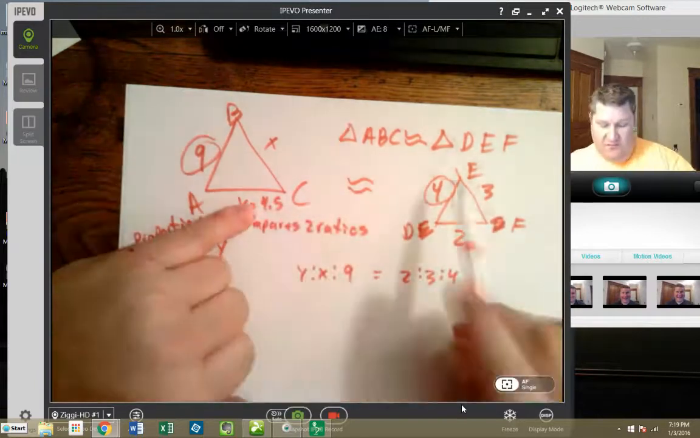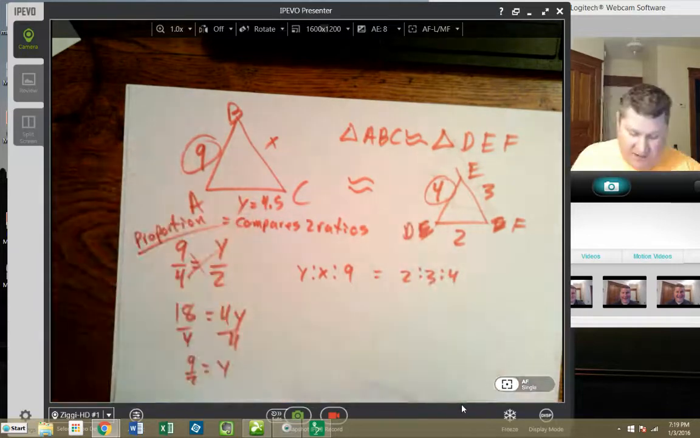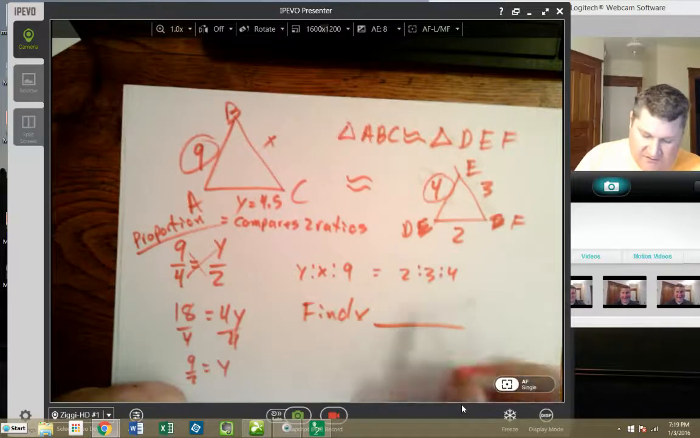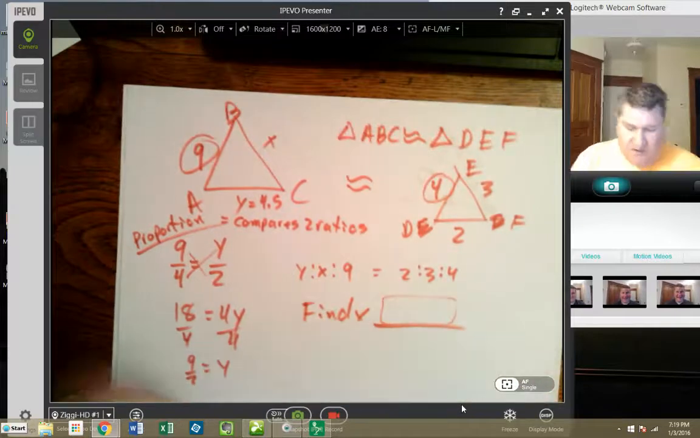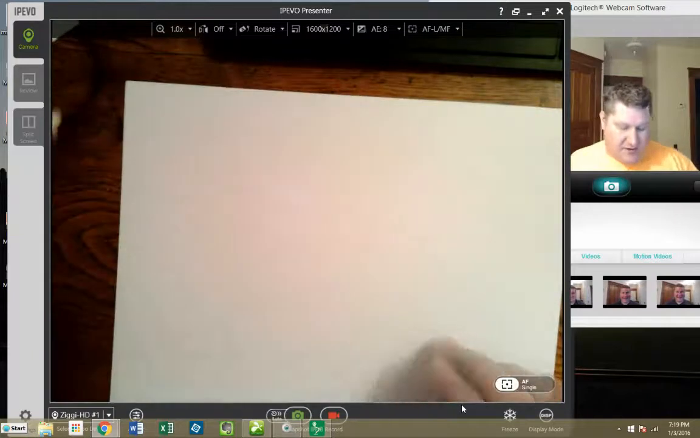Now see if that makes sense. 9 is to 4.5 as 4 is to 2. Well, yeah, it's half as big, and I could do the same thing. So I want you to go ahead and find x and turn that in. Okay, so that is ratios and proportions. Let's go a little bit crazier.